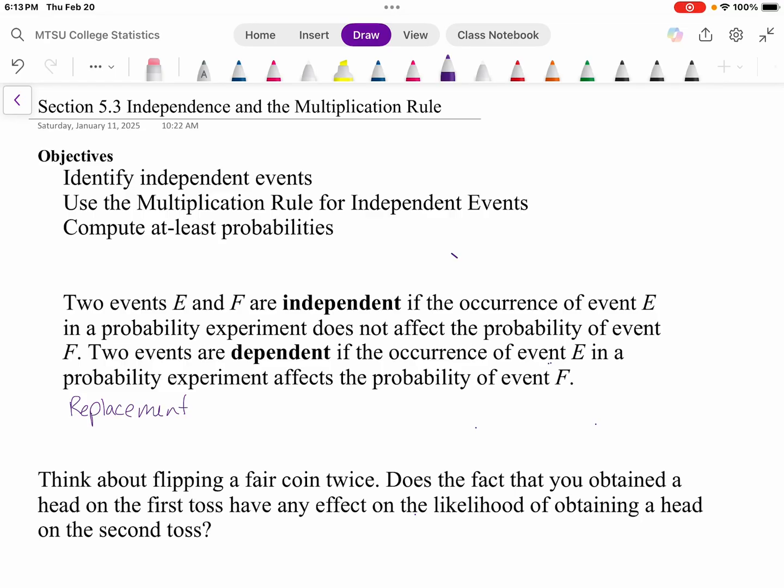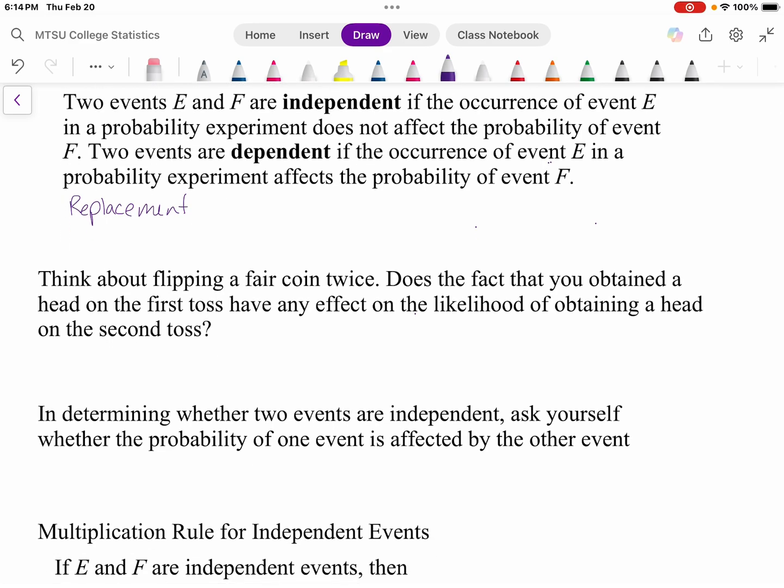But if you happen to be staying with the same type of item, like using a deck of cards or a bag of marbles, and you're not doing replacement, then you have a dependent situation, which means you have to adjust the second fraction, numerator, denominator sometimes, in order to continue with the multiplication rule.